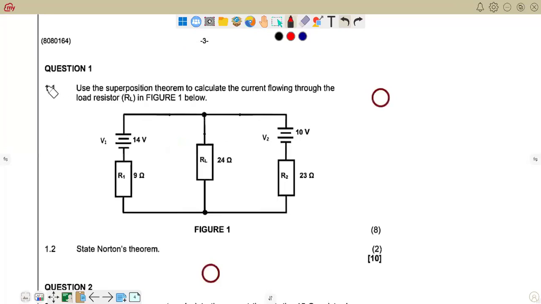So there is question number 1.1, which says use the superposition theorem to calculate the current through the load resistor, which means this, right? So we want to use the superposition theorem to calculate that current. Just out of interest, I want to state what the superposition theorem actually says. It says that in any linear multiple source network, the resultant current in any branch is the algebraic sum of all the currents that would be produced by each source acting separately. That's what it states, right?